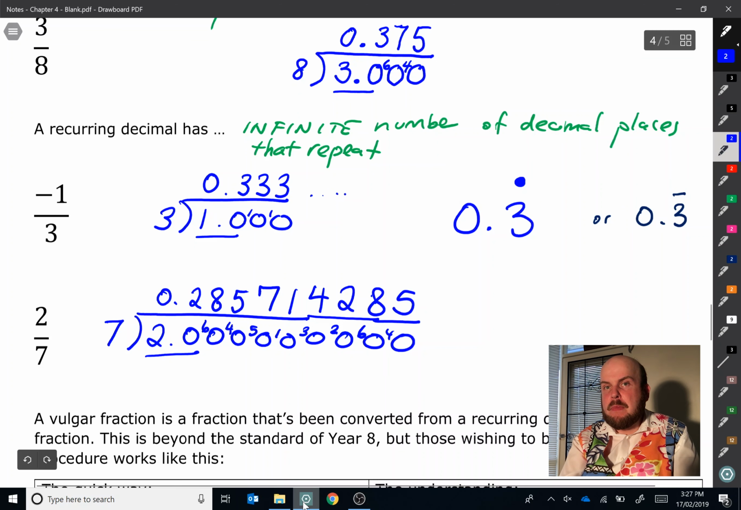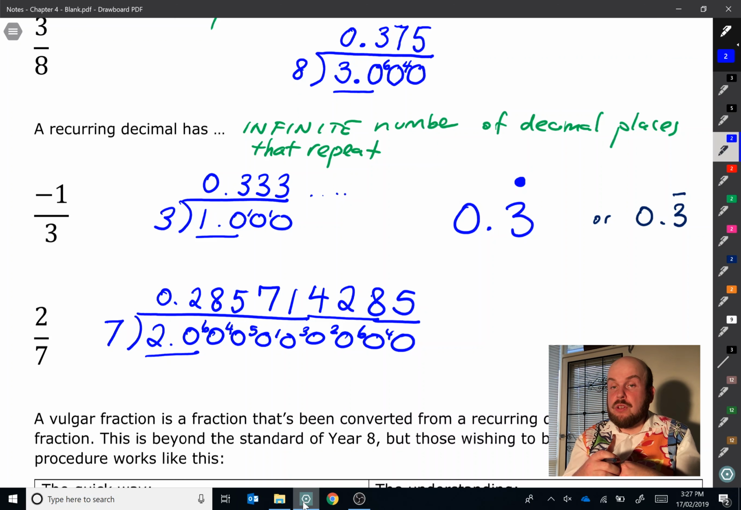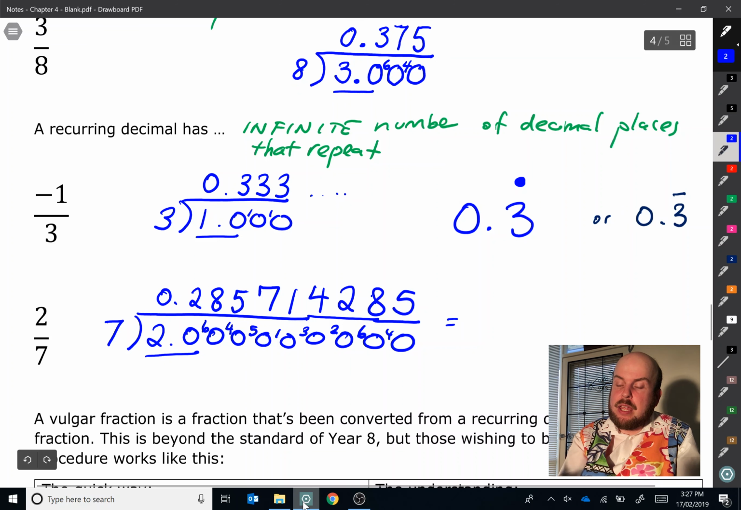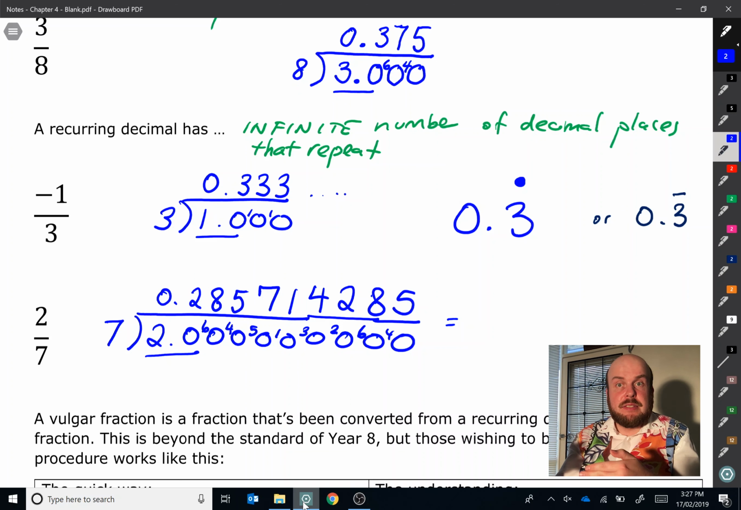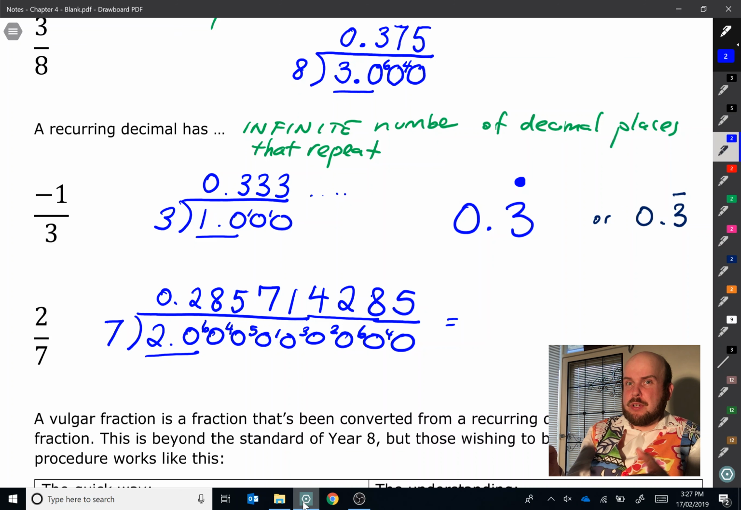I tend to make it about 3 digits to see if it will repeat. Usually in most examples that will be fine. And obviously in a test scenario, if you weren't allowed to use your calculator, then that's fine. We wouldn't make anything terribly complicated. Otherwise, you can always check on your calculator.